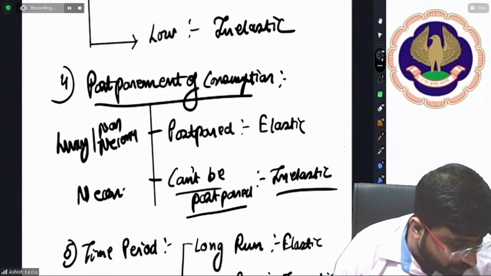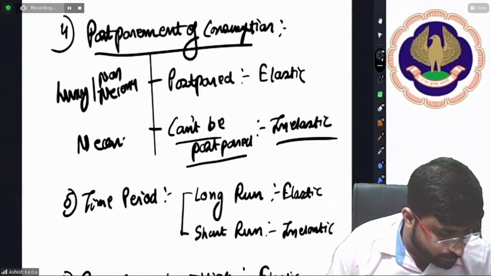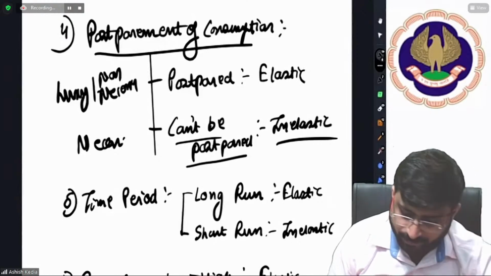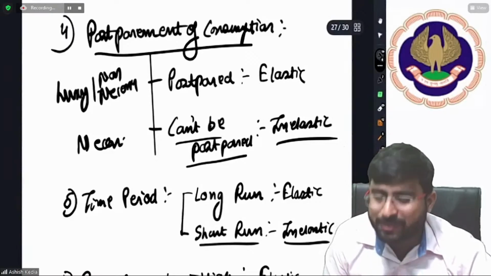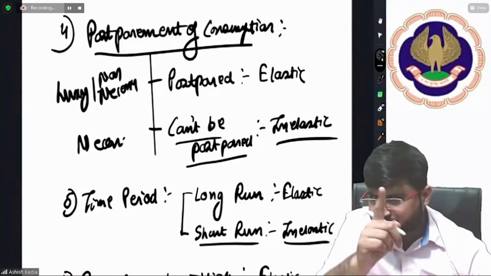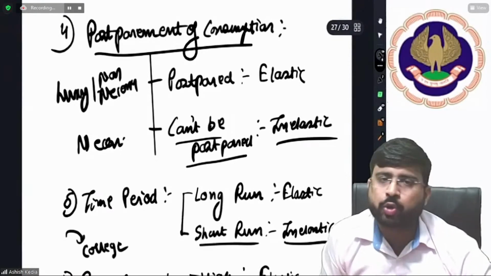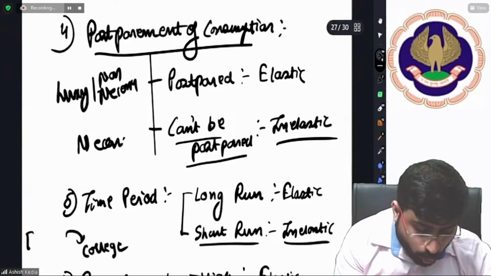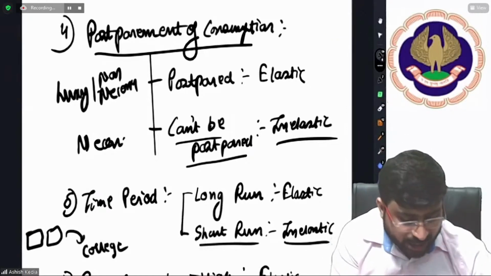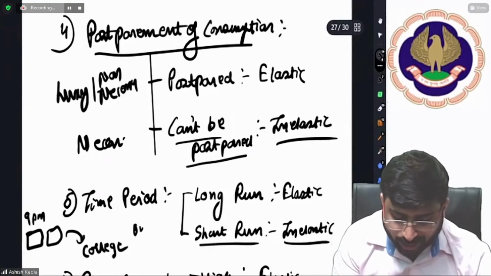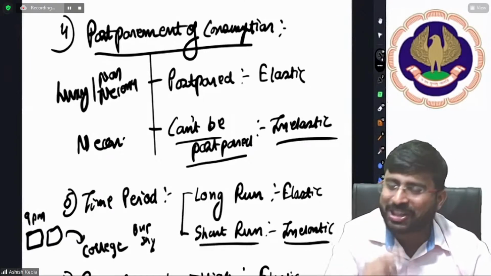Moving on to the time period factor, a very important one. See, in the short run, there are fewer options available. So demand will be inelastic. Suppose tomorrow you have to submit a college project. Today, you will have to buy a file. Now it's 9 p.m. and only one shop is open. So they will charge you a very high price. You will have to pay because you have very short time.